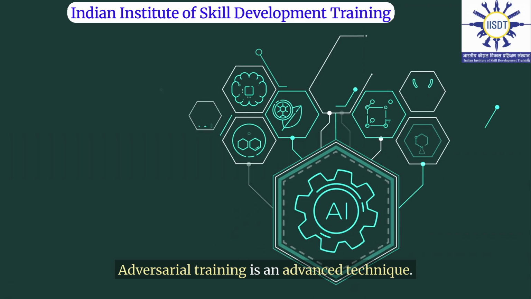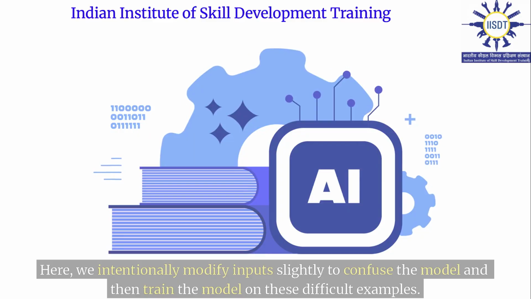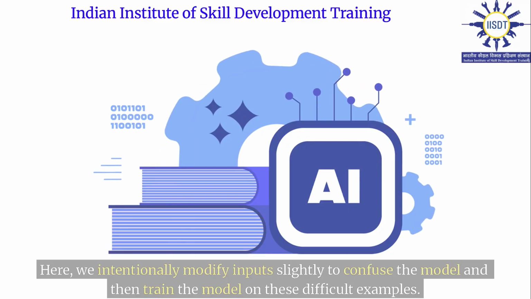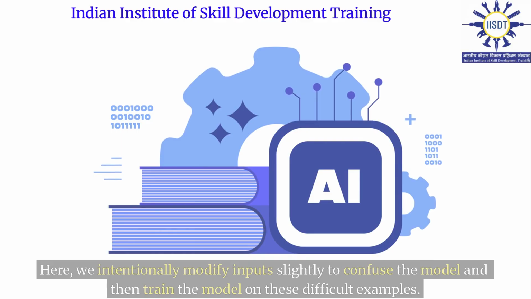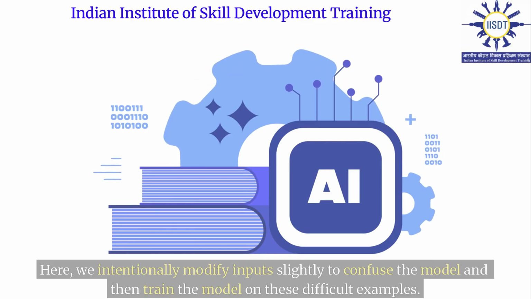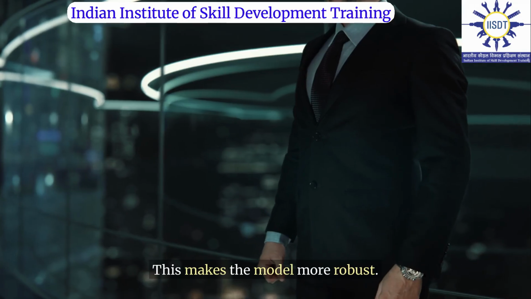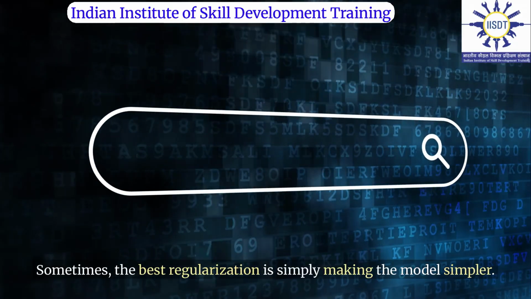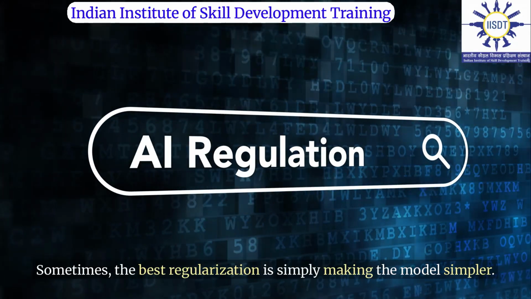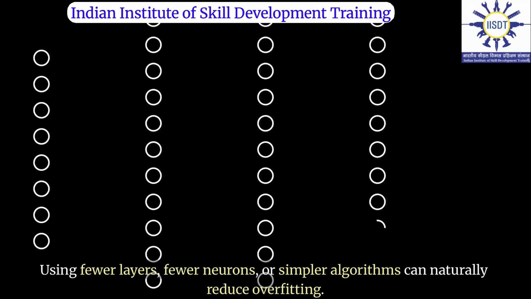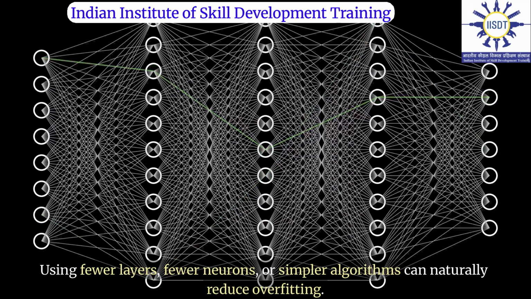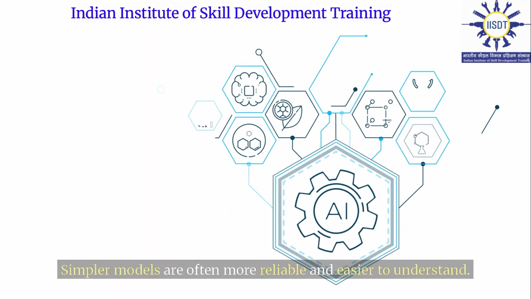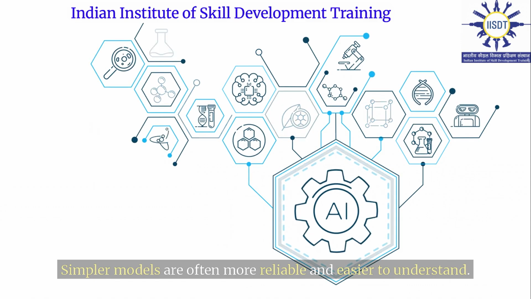Adversarial training is an advanced technique. Here, we intentionally modify inputs slightly to confuse the model and then train the model on these difficult examples. This makes the model more robust. Sometimes, the best regularization is simply making the model simpler. Using fewer layers, fewer neurons, or simpler algorithms can naturally reduce overfitting. Simpler models are often more reliable and easier to understand.